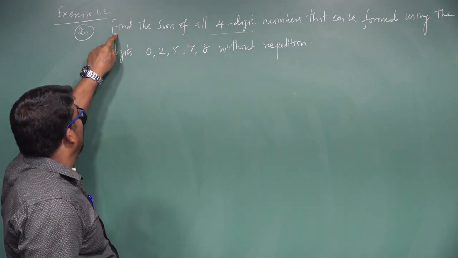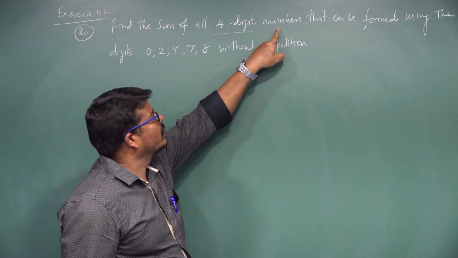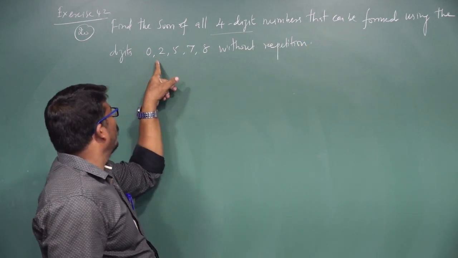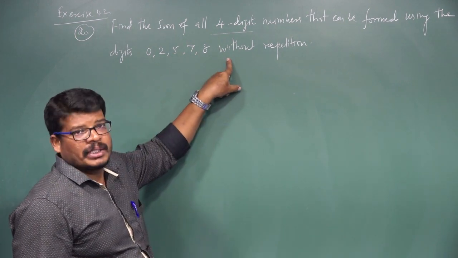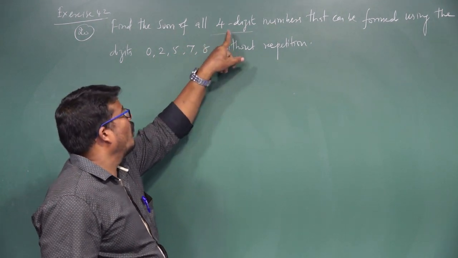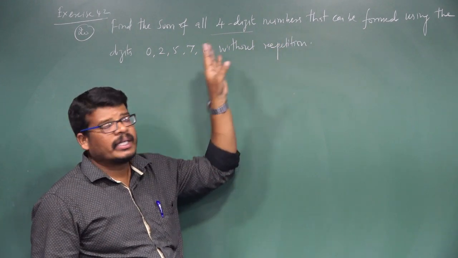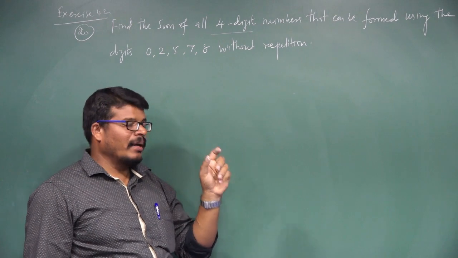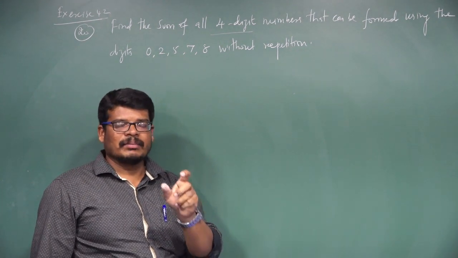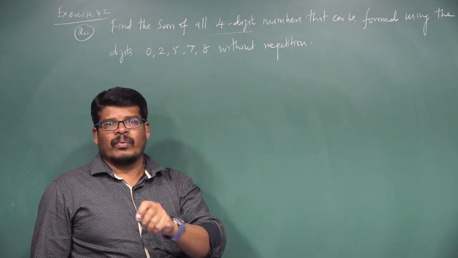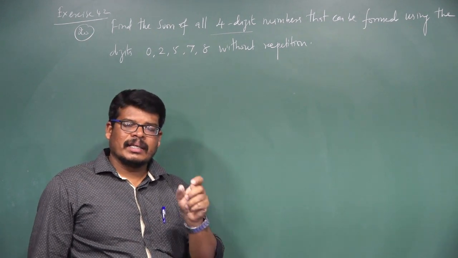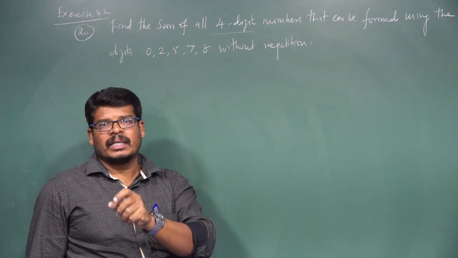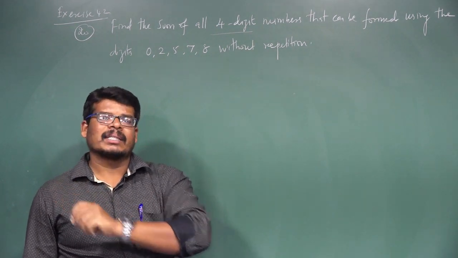Find the sum of all 4-digit numbers that can be formed using the digits 0, 2, 5, 7, 8 without repetition. For the sum of all 4-digit numbers formed using the digits including 0, the formula is (n minus 1)P(r minus 1) into sum of the digits into 1, 1, 1 (r times), minus (n minus 2)P(r minus 2) into sum of the digits into 1, 1, 1 (r minus 1 times).